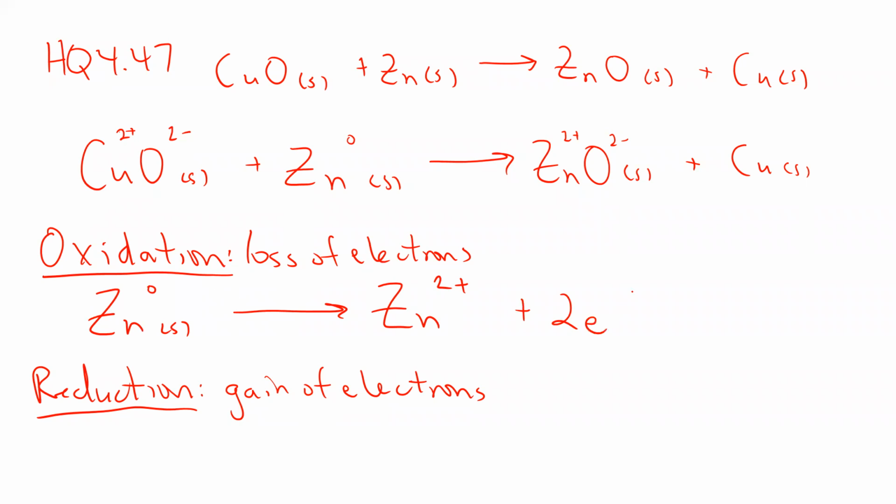So zinc is going to lose 2 electrons because these reactions have to balance, charge has to balance. If on the left zinc is neutral, but on the right zinc is positive, I can't create charge. So somehow this has to balance. Because we were neutral on the left, I have to be neutral on the right. How do I do that? Well, by losing 2 electrons. So the negative charge here balances that out. Both sides were neutral.